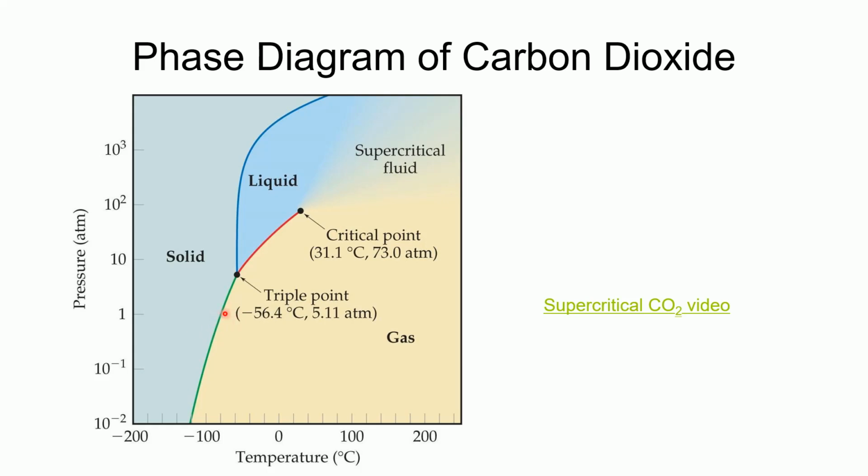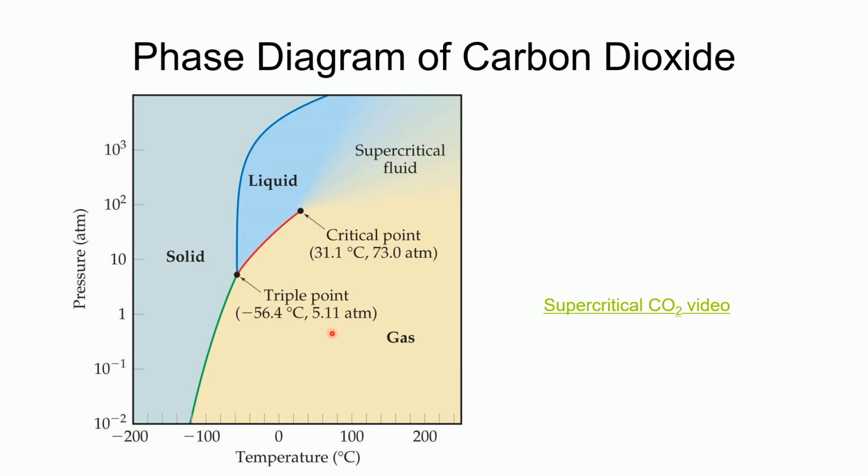But that's at 1 atmosphere. We don't have a liquid phase. If you have solid carbon dioxide, in other words, dry ice, it will get converted into the gas phase directly. So it'll get converted directly into the gas phase without going through the liquid phase. In order to observe that liquid phase, you need to have it under pressure.